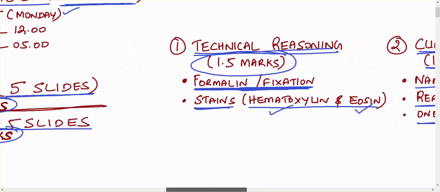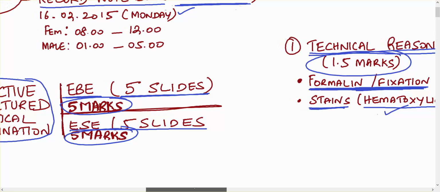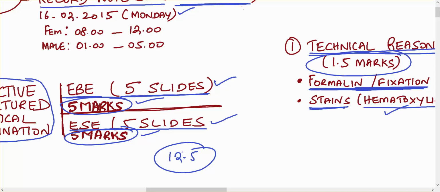Okay, so the OSPE exam related to the pathology. We keep 5 slides for the end block and 5 slides for the end semester. For end block it is 5 marks, and end semester it is 5 marks. Including the internal 2.5 marks for the record book, totally 12.5 marks for the laboratory session from pathology. So this is all about how we do the assessment.